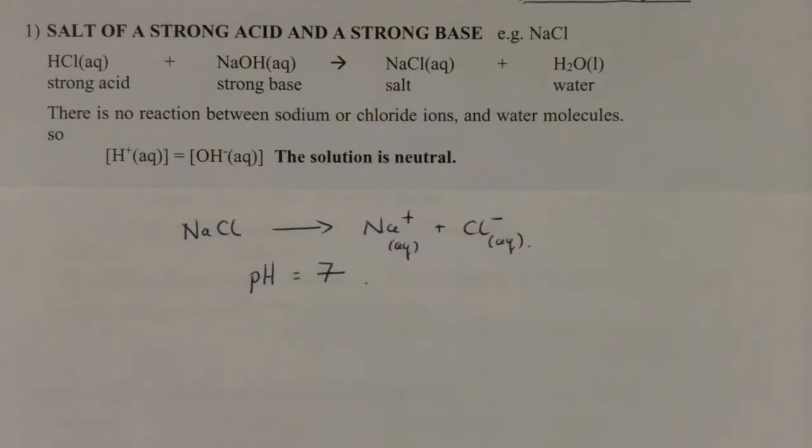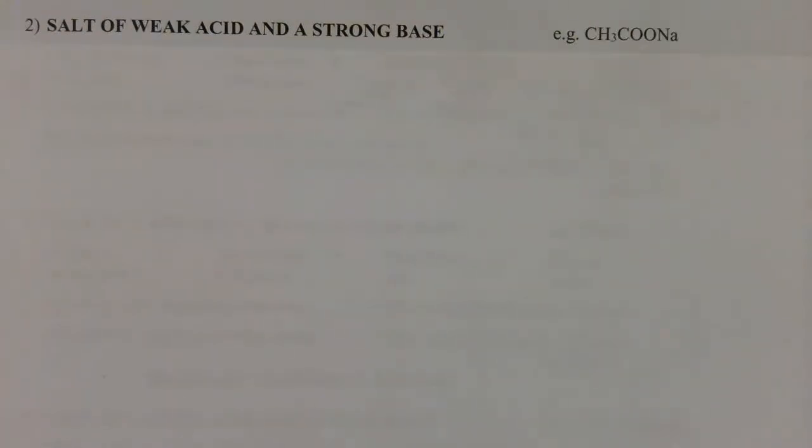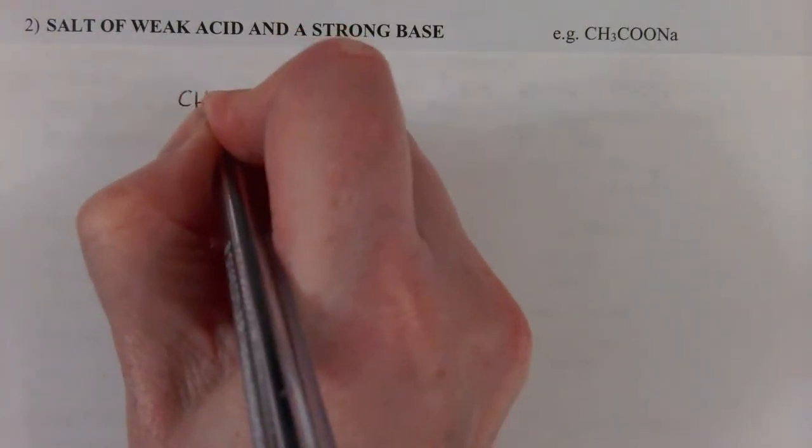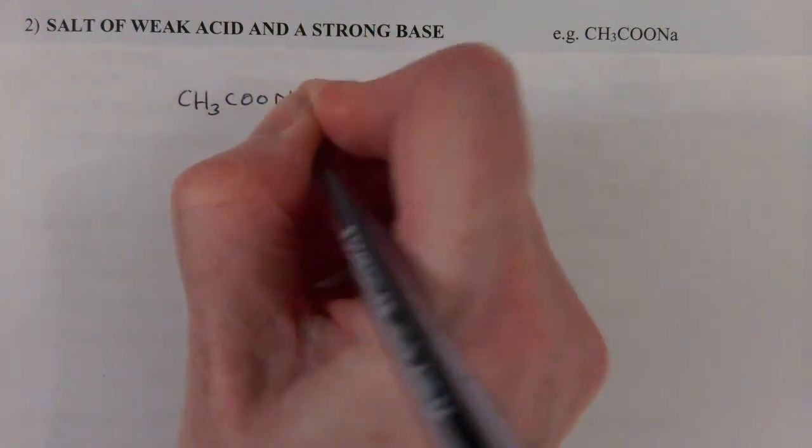And this is why the solution is neutral at the end of a strong acid, strong base titration. The next one is the salt of a weak acid and a strong base. So this could be something like sodium ethanoate that has come from the reaction between sodium hydroxide and ethanoic acid. Again, because it's a sodium salt, it will completely ionize in water.